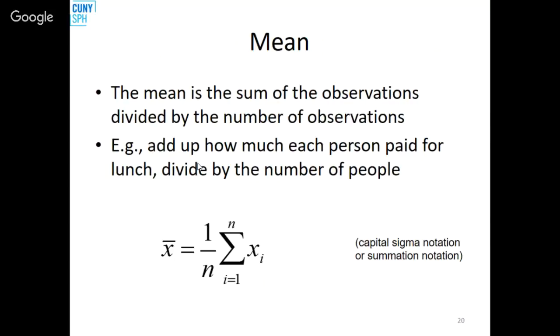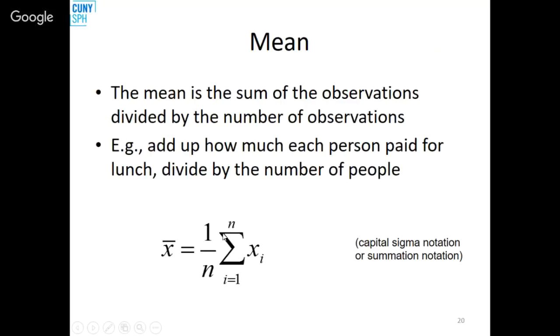The mean. This is the granddaddy of the summary statistics, and it comes up over and over. All it is is the sum of your quantitative observations divided by the number. So the average amount you paid for lunch is the amount you paid in total divided by the number, splitting the bill. That is all it is.